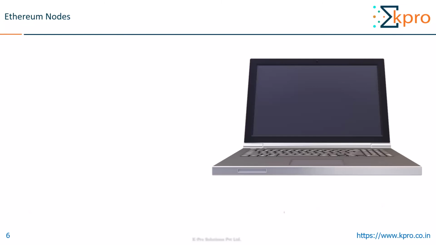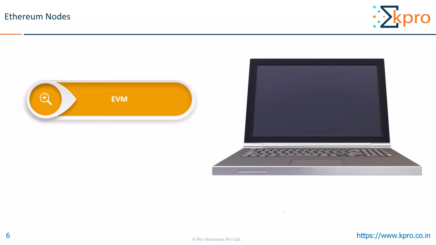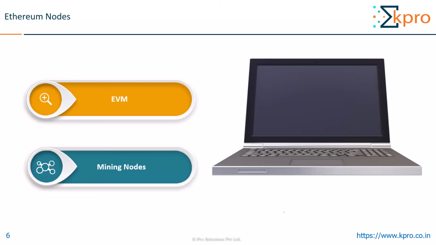Next, let us see what are the Ethereum nodes available. So the first one is EVM or the Ethereum virtual machine, and next one is mining nodes. Although in most scenarios there is no dedicated EVM, instead all nodes act as miners as well as EVM.